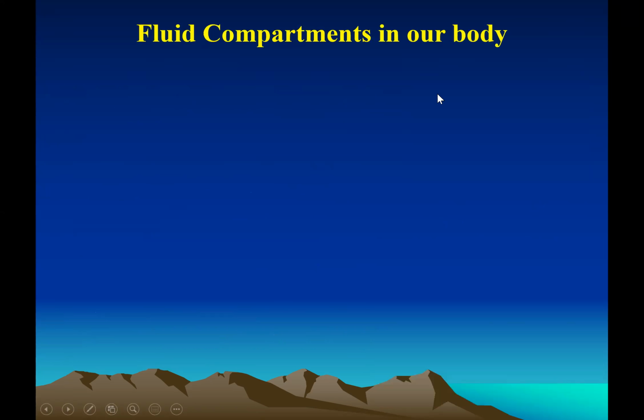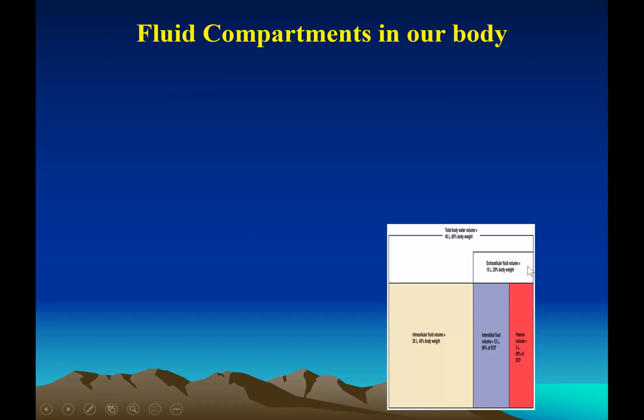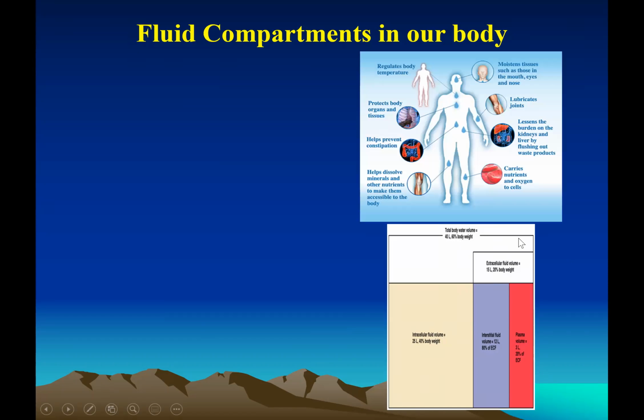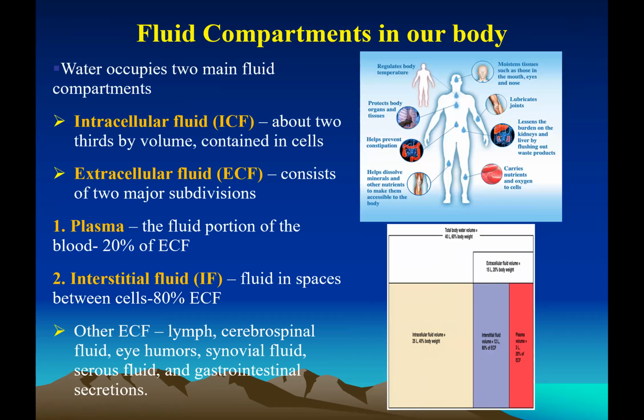So let's next talk about where the fluid is held in our body, fluid compartments of the body. So here's a very descriptive picture that depicts this. We saw that the adult body contains about 60% of the body weight as water. 40% is found inside the cell as intracellular fluid. 20% is extracellular fluid. So 2/3 of the volume is intracellular fluid.